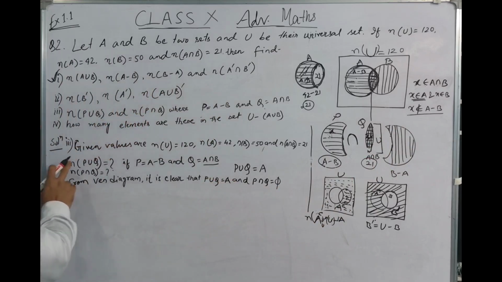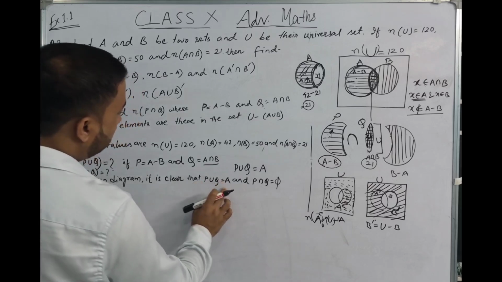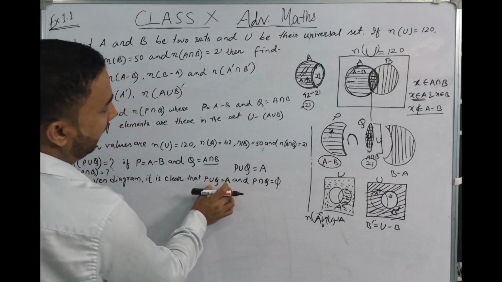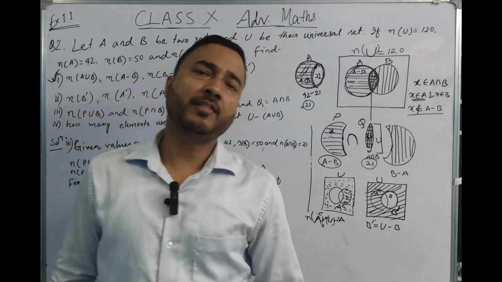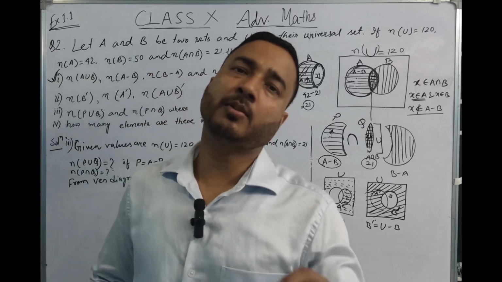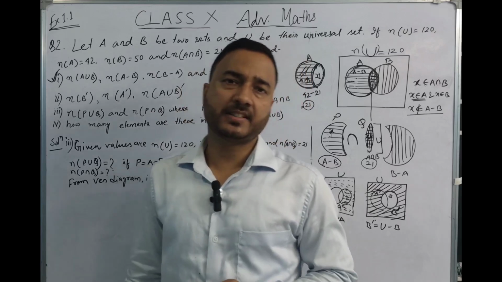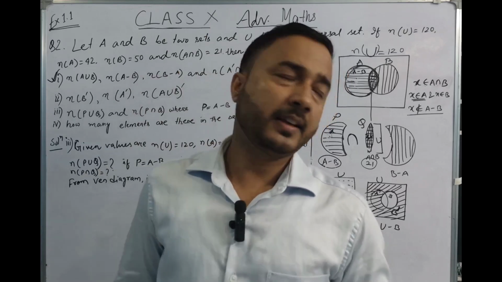Now you have to find the number of elements in P union Q. Since the set P union Q is equal to A, the number of elements in P union Q will be equal to the number of elements in A, because these two sets are equal. Two sets are equal means the sets have the same number of elements and the elements are also the same. In case of sets, you have learned this in class 9.